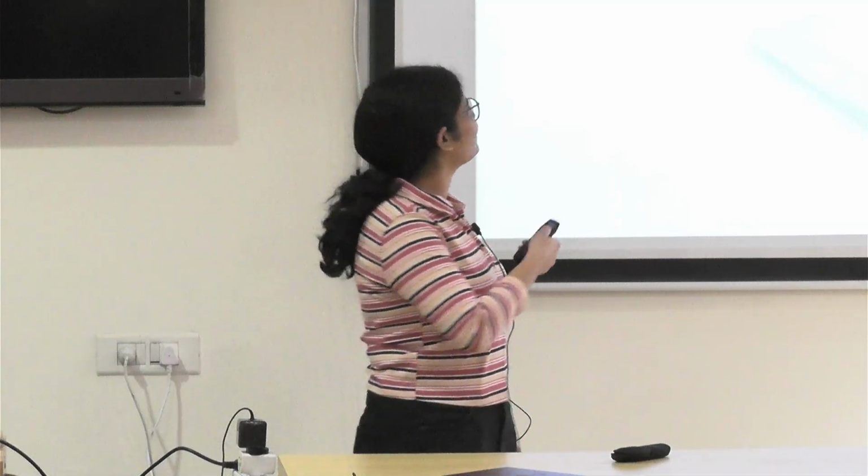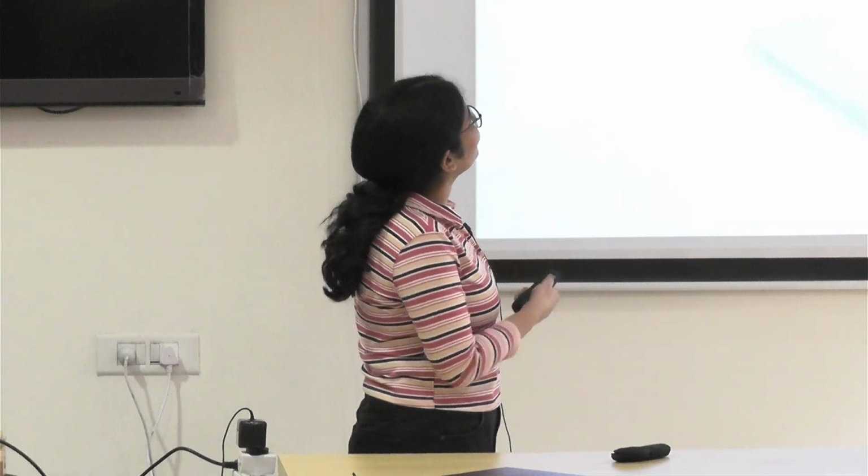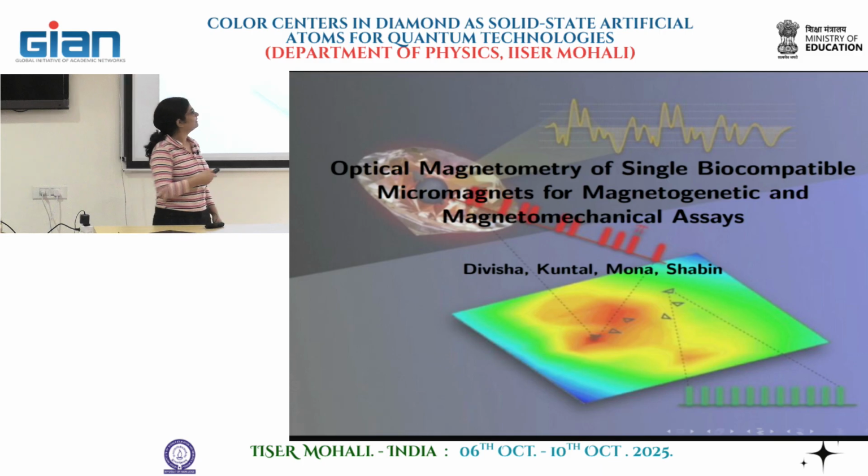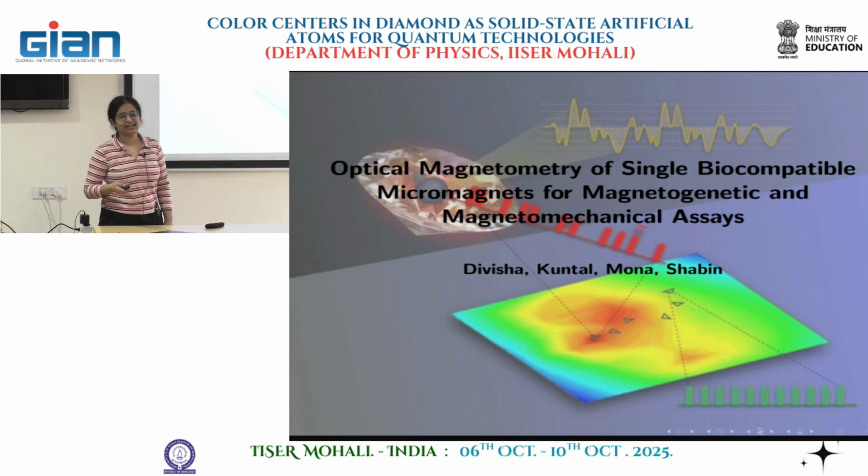So we chose this particular topic: optical magnetometry of single biocompatible micromagnets for magnetogenetics application. There can be multiple applications of diamond and cell based magnetometry. We chose this one particular idea: how we can genetically modify or manipulate biological micromagnets at microscales using an NV center magnetometry tool.